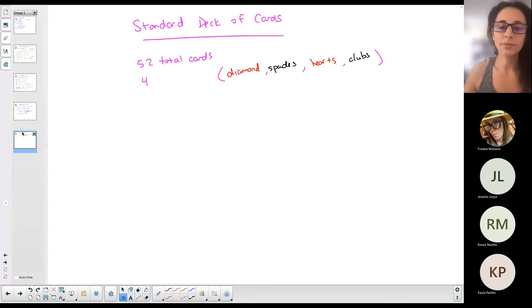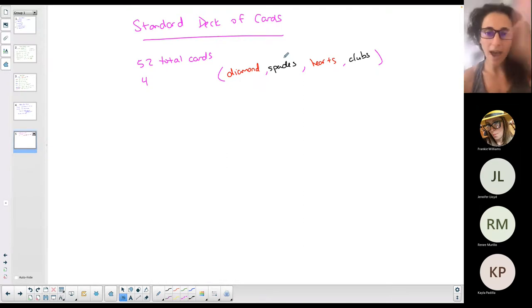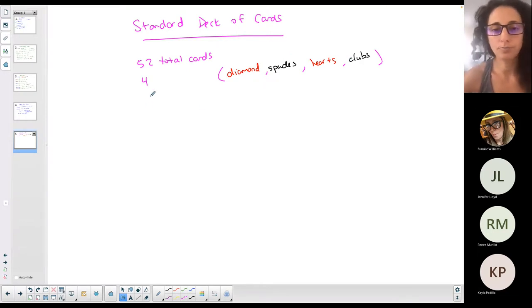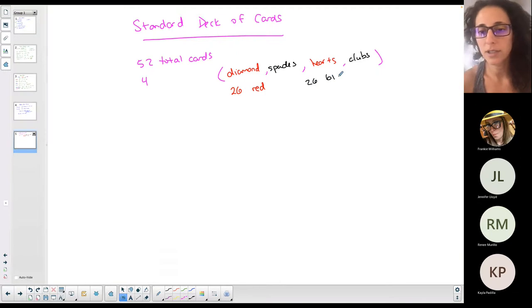So you have four, not classes, there's a name for it, and I don't know why it's not coming to me. It'll come to me, and I'll just add it there. Half are red and half are black. So you have 26 red cards and you have 26 black cards, right? And the black cards are the spades and the clubs, and the red cards are the diamonds and the hearts.